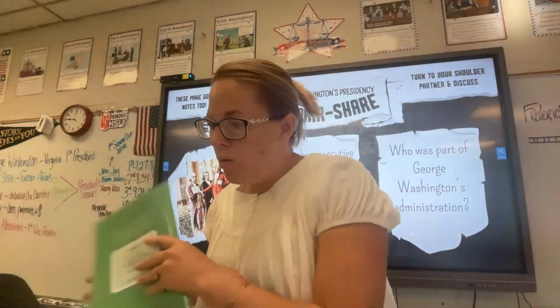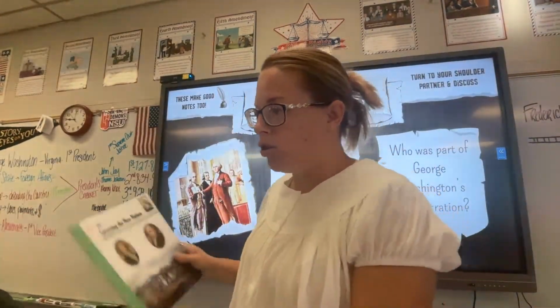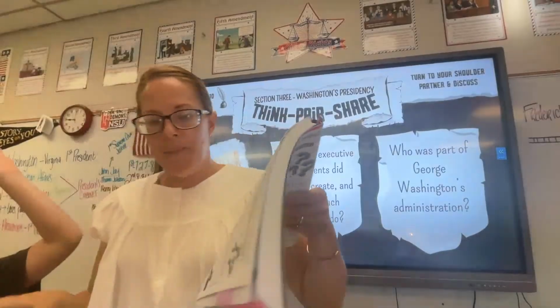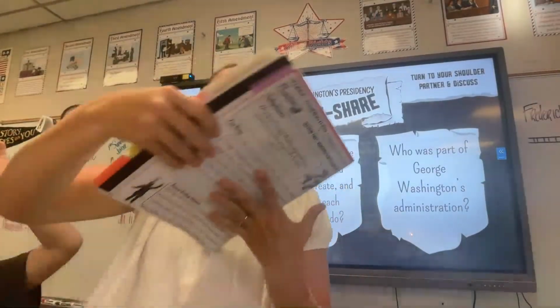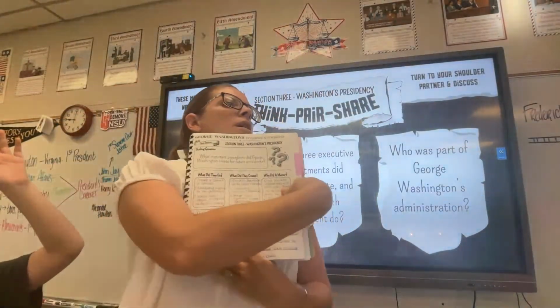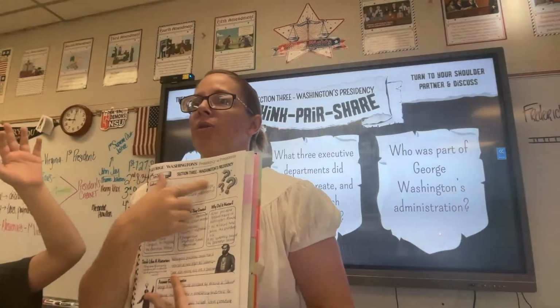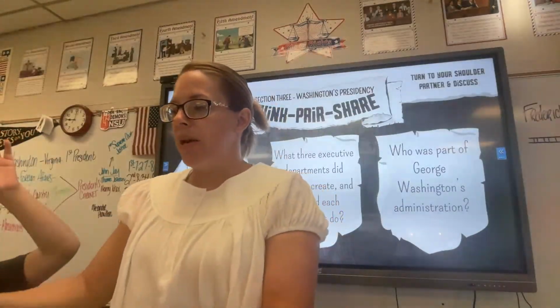So now let's take a look at our historical journal. You guys are going to be on the sheet that's going to have 3 squares. It does say section 3 up at the top, and we've got 3 squares on it.